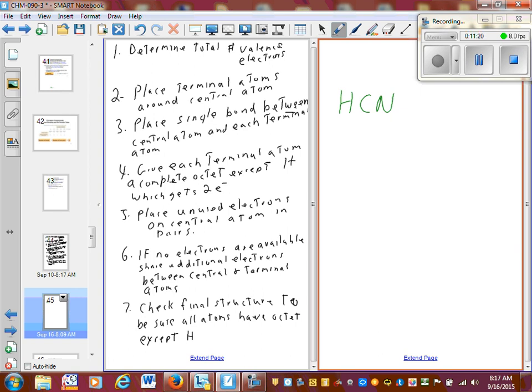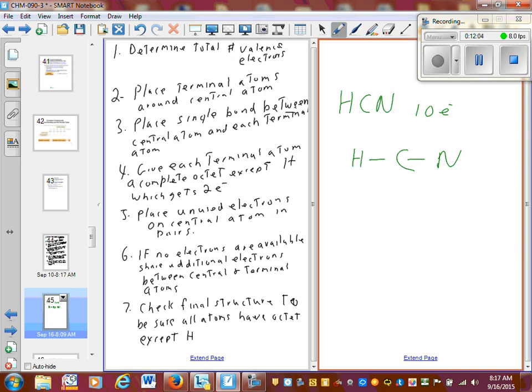Remember, the valence electrons are the same as the column numbers. Nitrogen has a charge of -3, but it has 5 valence electrons. So now I have 10 electrons to work with. Carbon is the central atom. Nitrogen here, hydrogen here. Next step. Put in what? Bonds, single bonds. Next step, I got to give everybody a complete octet except hydrogen. So hydrogen's happy right now. So I give the terminal atoms, the only other terminal atom is nitrogen.